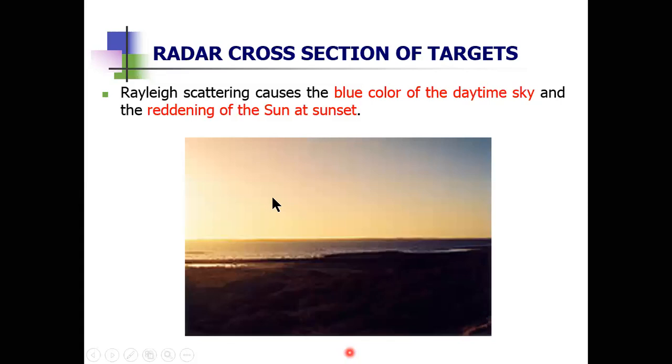Other examples are the blue color of the daytime sky and the reddening of the sun at sunset. All these are because of Rayleigh scattering. These are some examples.